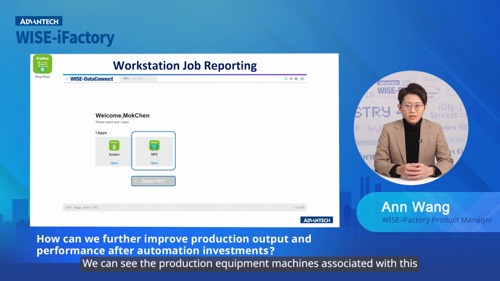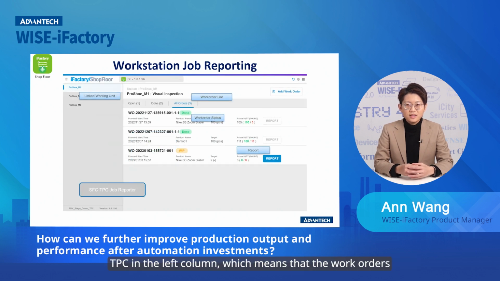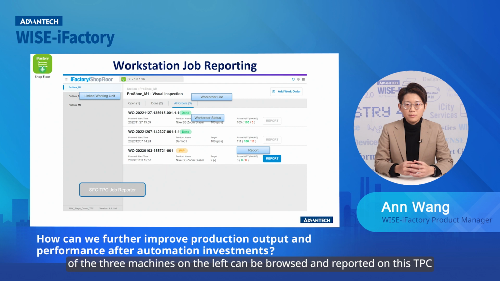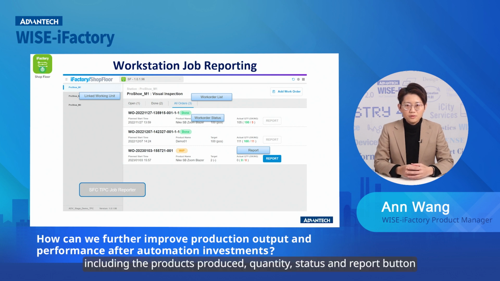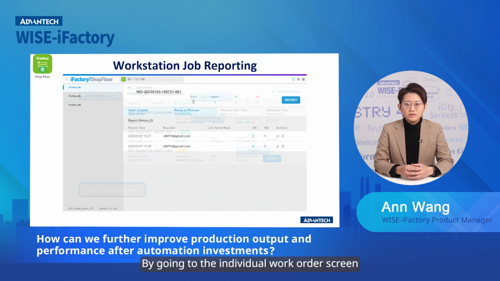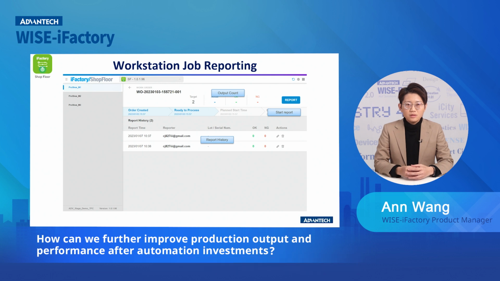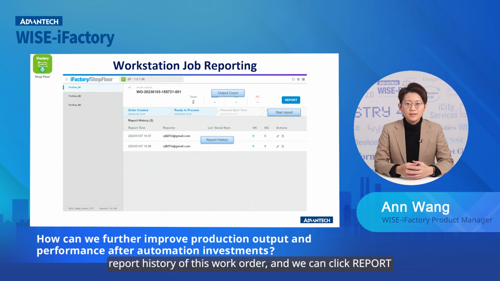We can see the production equipment machines associated with this TPC in the left column, which means the work orders of these 3 machines on the left can be browsed and reported on this TPC. On the right side, you can see a list of all work orders for each machine, including the product produced, quantity, status, and report button. By going to the individual work order screen, you can further see all the work report history of this work order, and we can click Report to start adding a new work report.